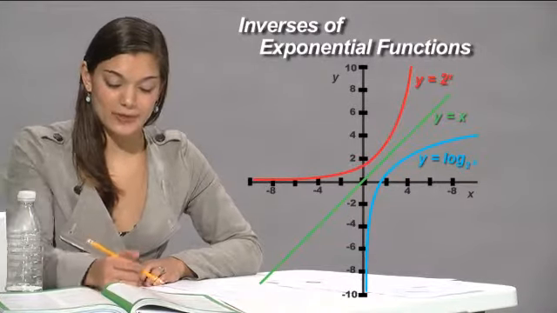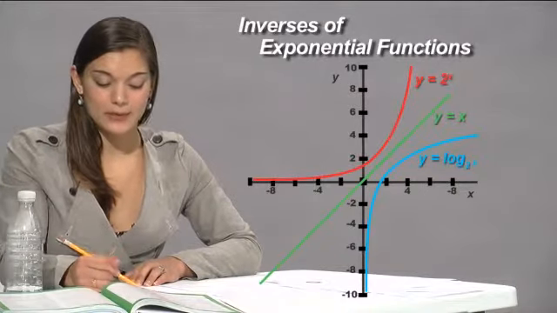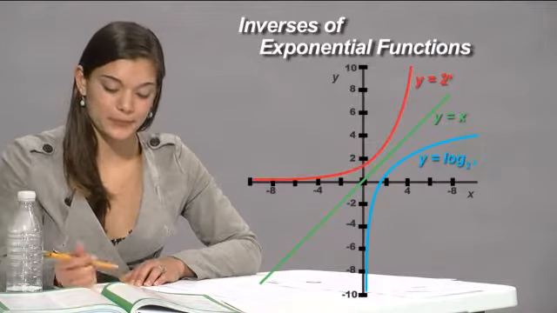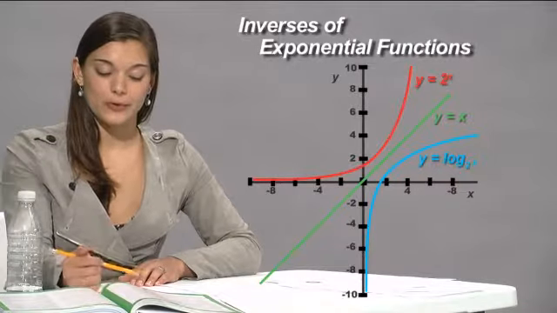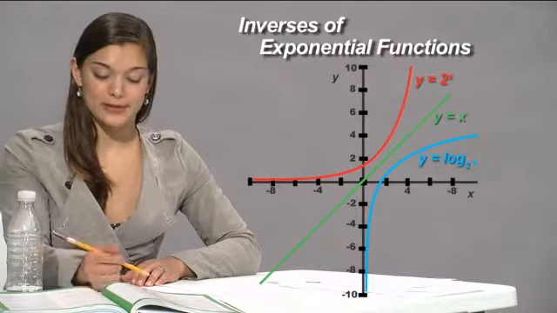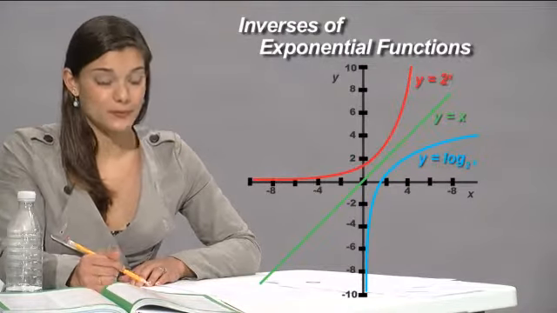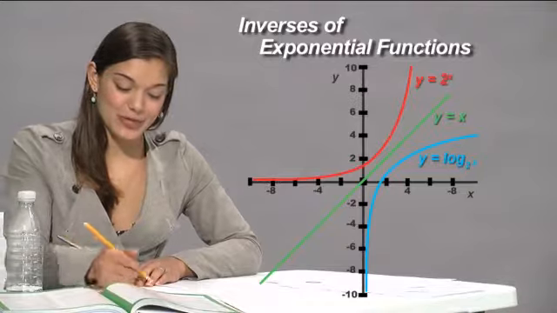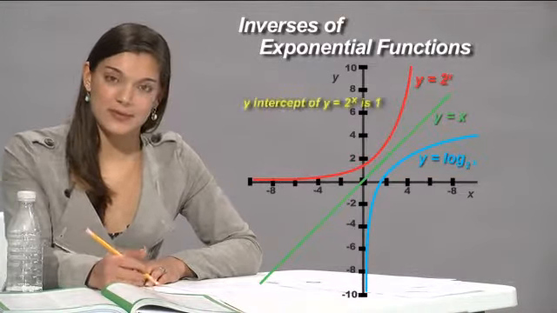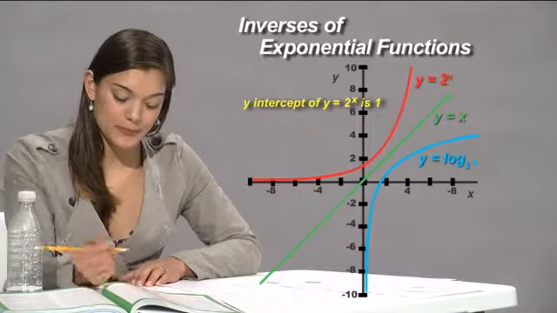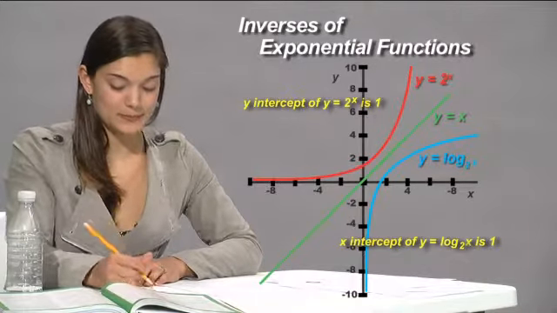In this example, we have two functions, an exponential and a log: y equals 2 to the x, and y equals log base 2 of x. These mirror over the line y equals x. If we remember that the y-intercept of an exponential function is the same as the x-intercept of a logarithmic function, then we'll be able to know that they're inverses of each other. In this case, the y-intercept of the exponential function is 1, and the x-intercept of the logarithmic function is also 1. So it's the same.